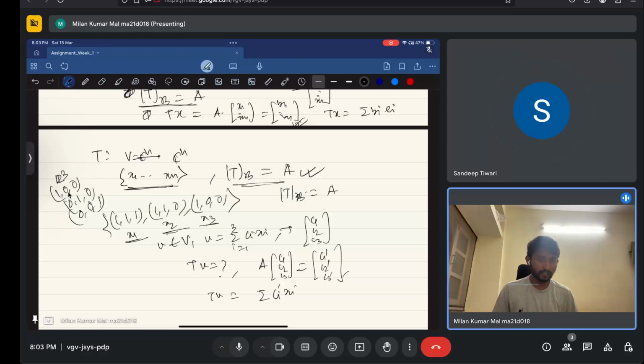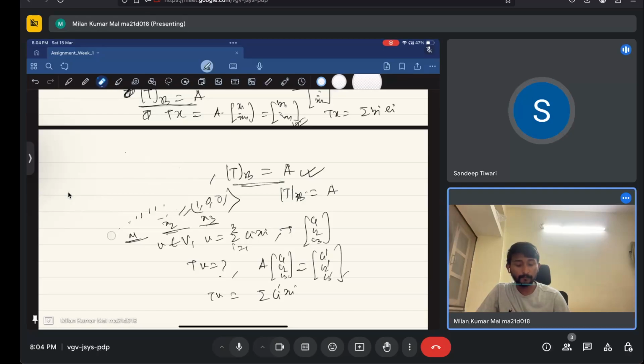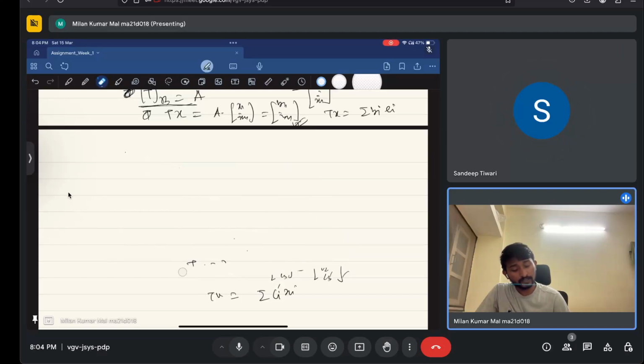I think this is very interesting. If you have any doubt, please clear it by yourselves or elsewhere, because this is very important. Whatever you do in the standard ordered basis, you will have to do in the other ordered basis, but you have to make sure what the importance of the standard ordered basis is.